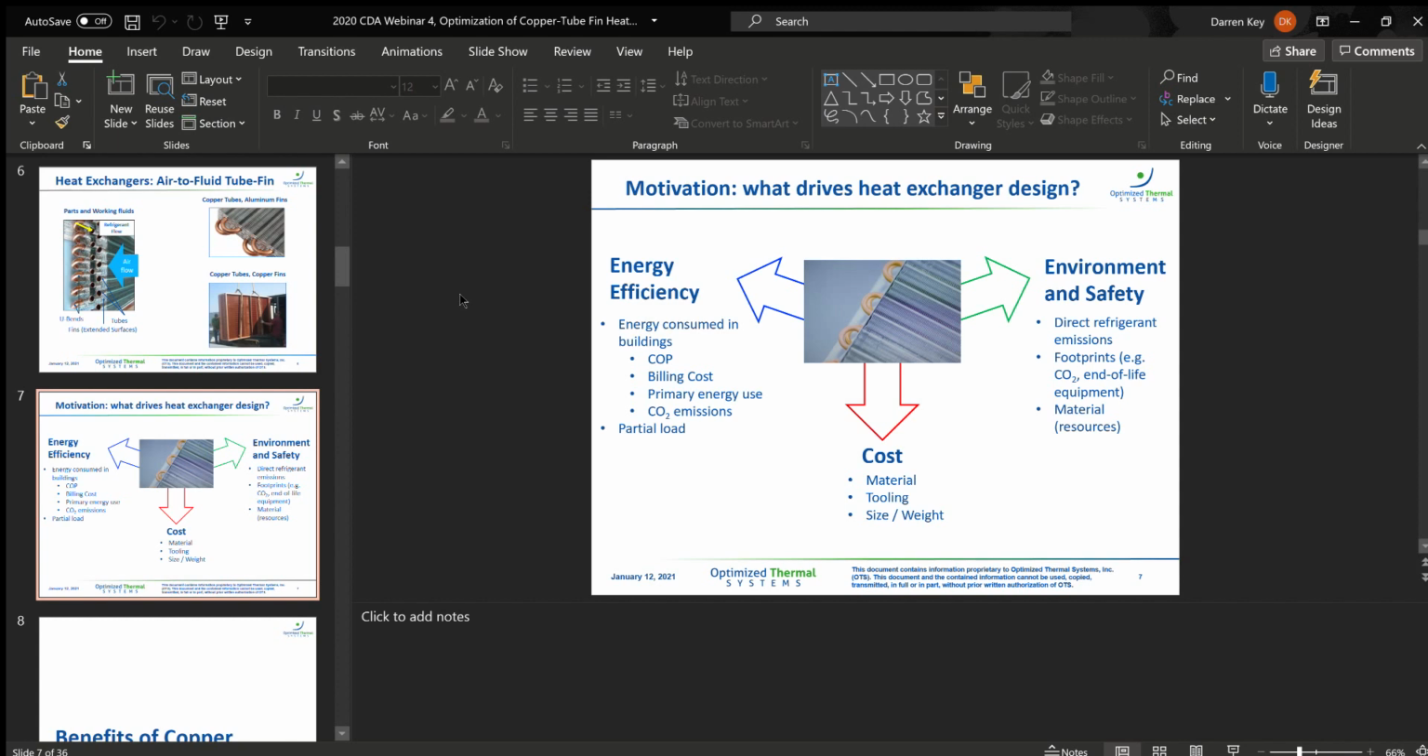So what's our motivation here? What drives heat exchanger design? Again, this is a slide from that previous webinar 1, but just in general, we want energy efficiency to go up. We want environment and safety to go up, and we want cost to go down. So everything that I'll be presenting here today is keeping these 3 main parameters in mind.